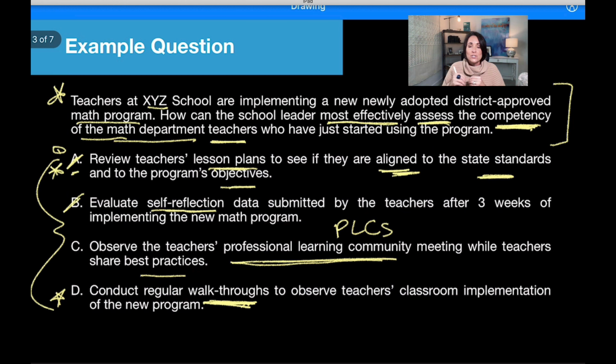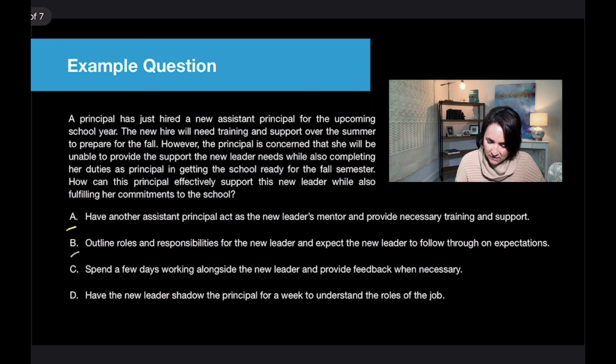Okay, so I said I would do 2 questions today. So here's our second question. Remember, we do not want to start up here. We want to start at the answer choices, because that'll help us get a feel of what's going on in the question. Okay, so let's do it. Starting with A. Have another assistant principal act as the new leader's mentor and provide necessary training and support. B. Outline roles and responsibilities for the new leader and expect the new leader to follow through on expectations.